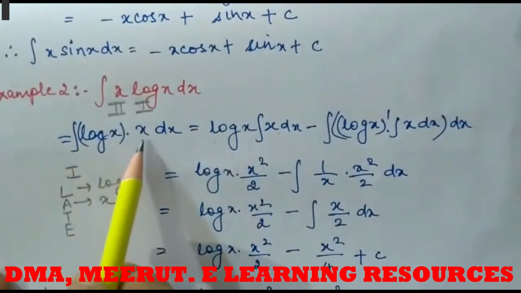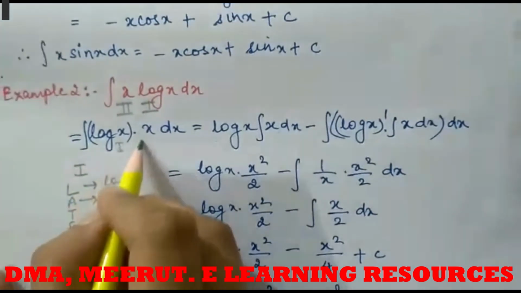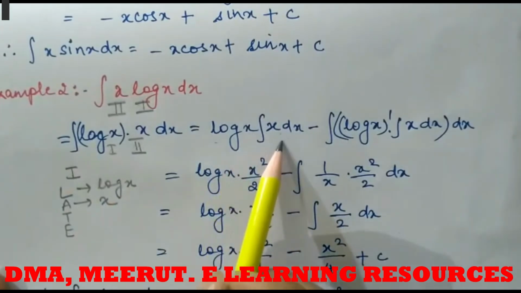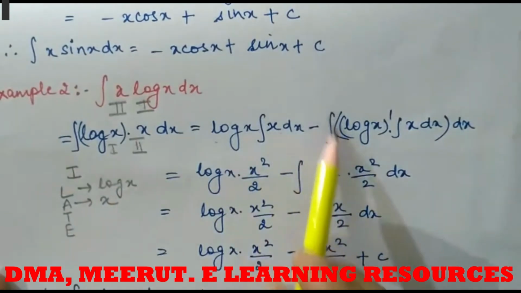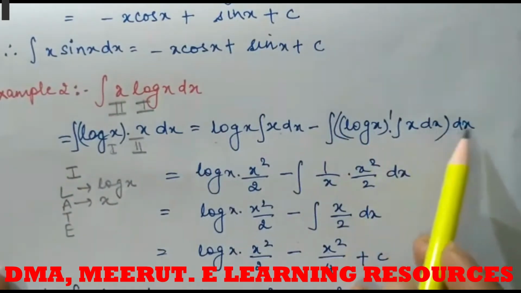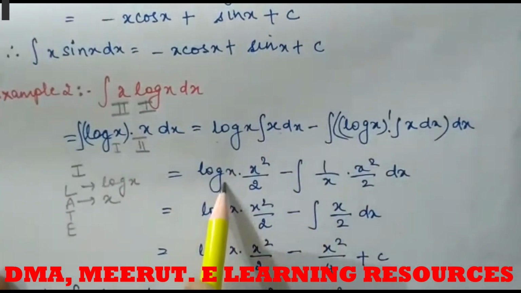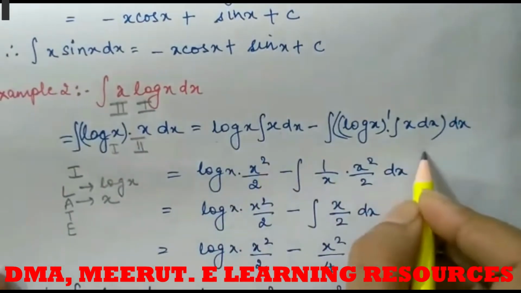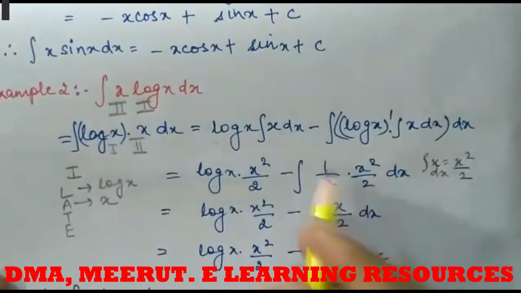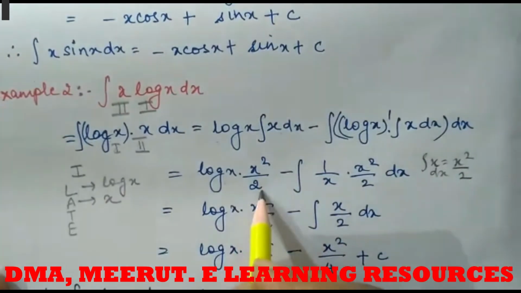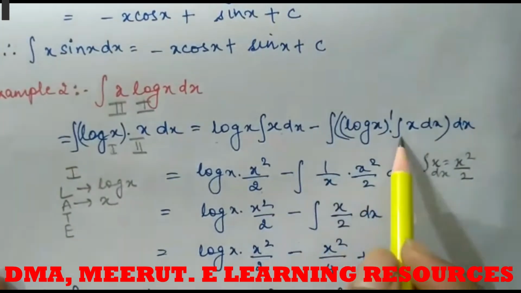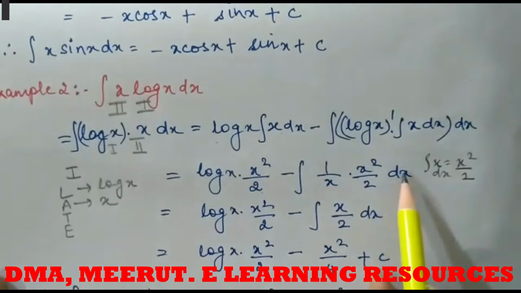We will write it in the same order, first function and second function. Apply the formula: first function into integration of second minus integration of the product of derivative of the first function and integration of the second. Log x will remain as such. Integration of x, what is the integration of x? That is x square upon 2. So here we will write x square upon 2 minus integration of, derivative of log x is 1 upon x, integration of x is x square upon 2.